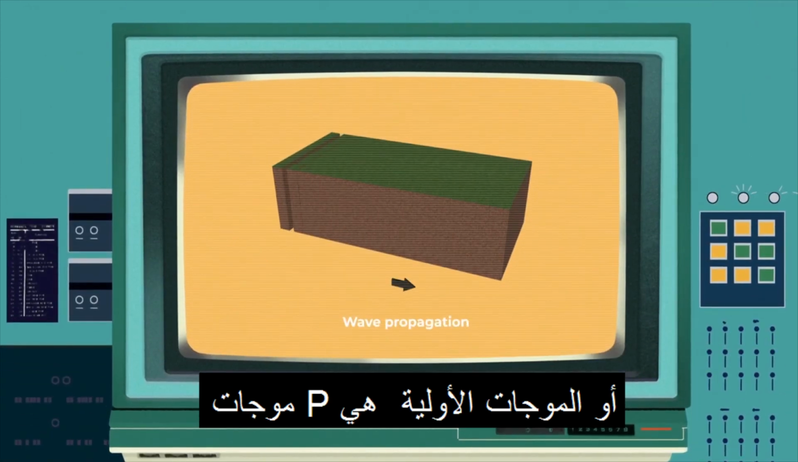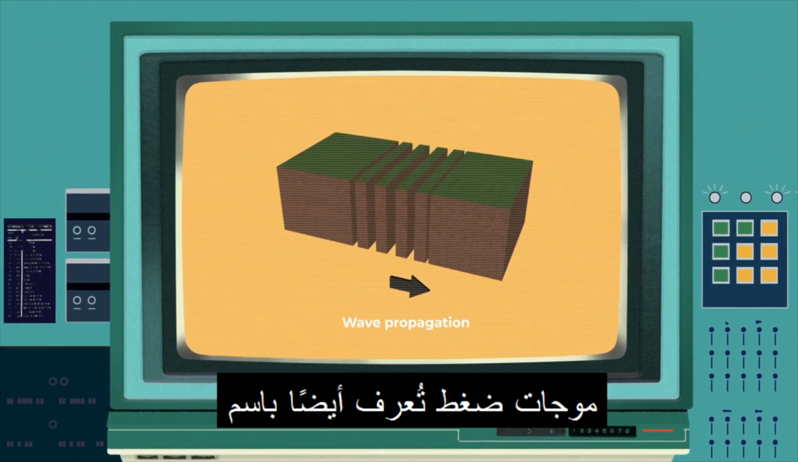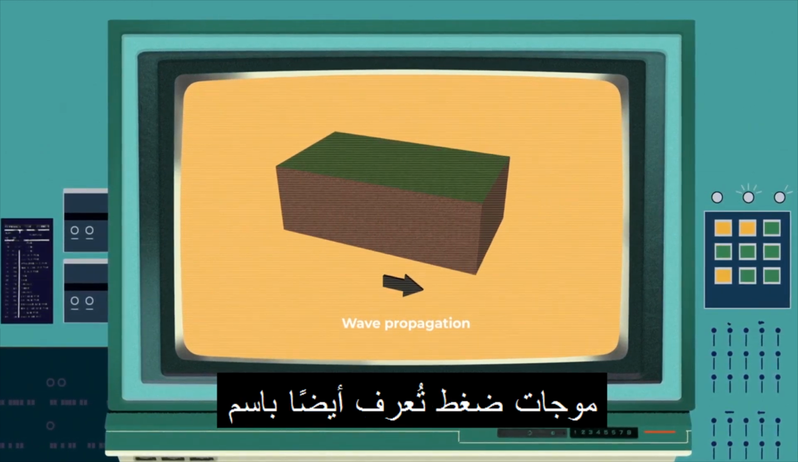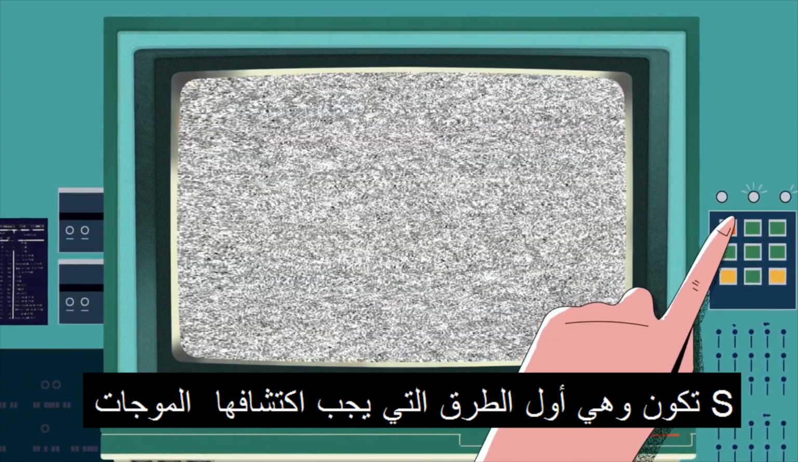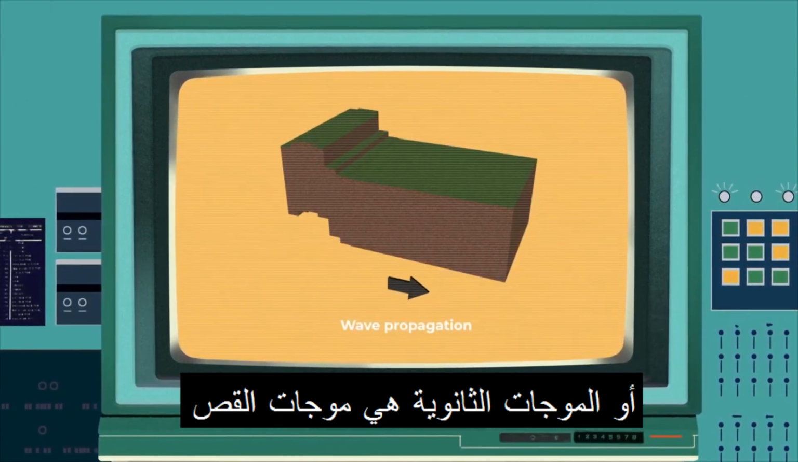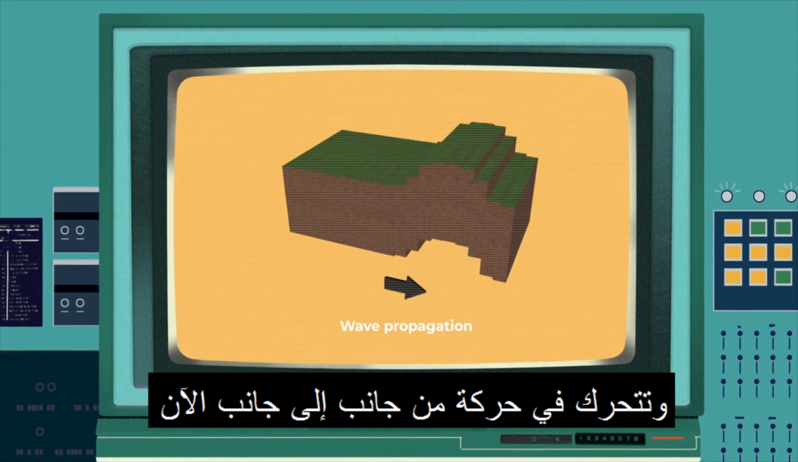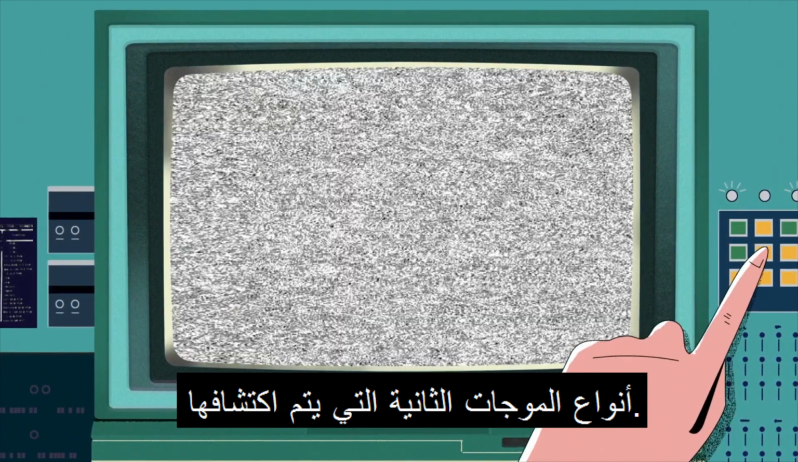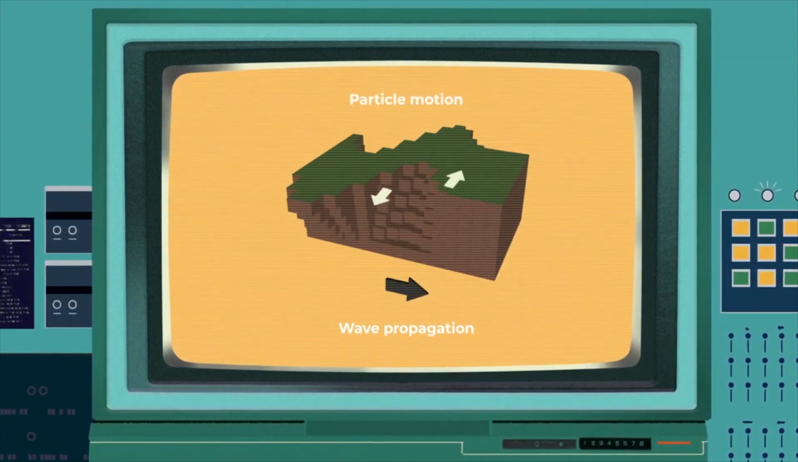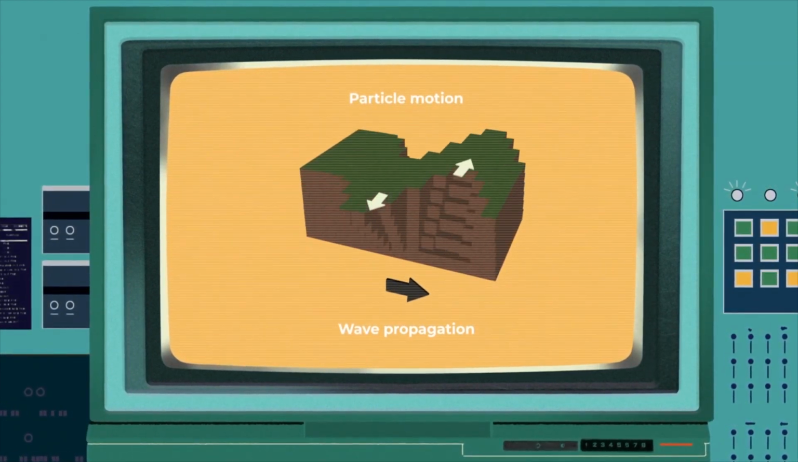The P waves, or primary waves, are compression waves. They're also known as push-pull waves. They travel the fastest and are the first waves to be detected. S waves, or secondary waves, are shear waves and move in a side-to-side motion. They're the second wave types to be detected. The last waves to be detected are surface waves that roll along the surface of the Earth.